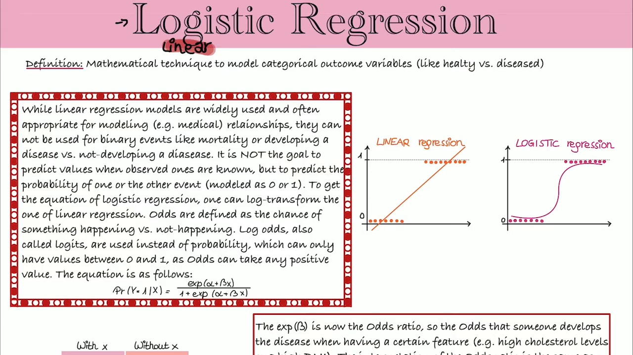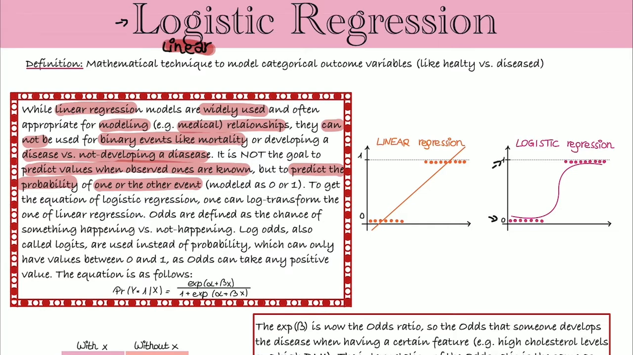So, as said in the previous video, linear regression models are widely used and often they are appropriate for modeling, for example, medical relationships, but they cannot be used for binary events like mortality or the development of a disease versus not developing this disease. So we don't want to predict values based on observed data, but we want to predict the probability of one or the other event. So on the y-axis, we've got basically just 0 and 1.